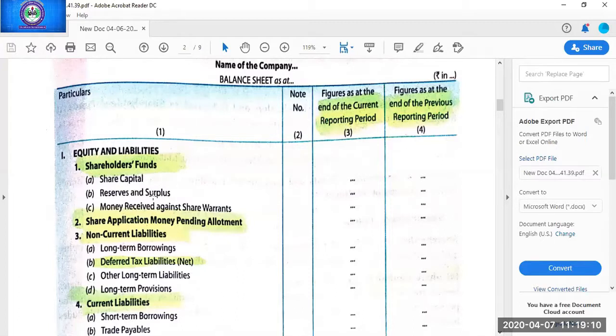Then in reserve and surplus, the total amount. Suppose general reserve is rupees 80,000, revenue reserve is rupees 50,000, statement of profit and loss balance is rupees 1 lakh. So by adding all these three, we will be writing the total in the amount column of reserve and surplus. The combined amount for each item will be shown in the balance sheet, and the detailed description of that amount will be given in the notes.